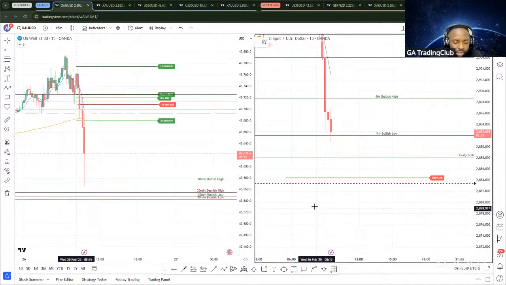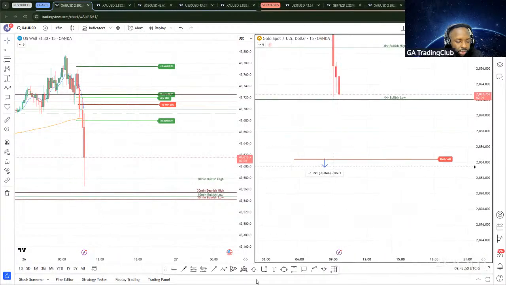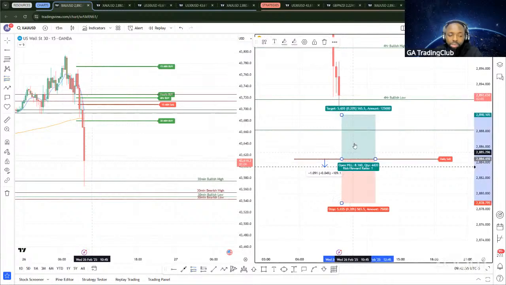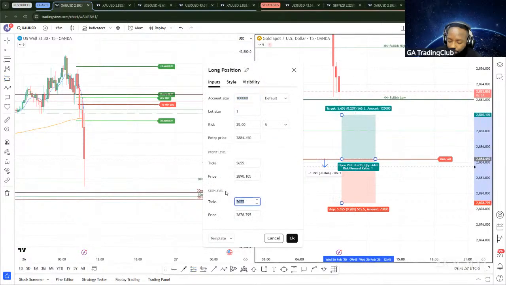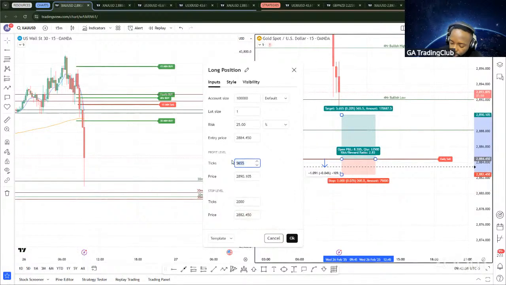The idea is that we want price to break down this rejection level and go to about a dollar down, and then it would set a pending order. For these rejection scalps, it's something quick, so this would be a $2 TP and a $2 stop loss. One way is to set a pending order.